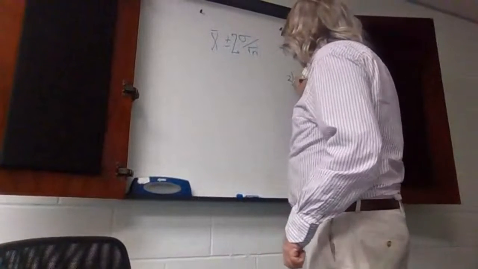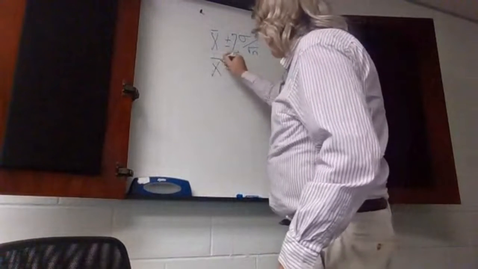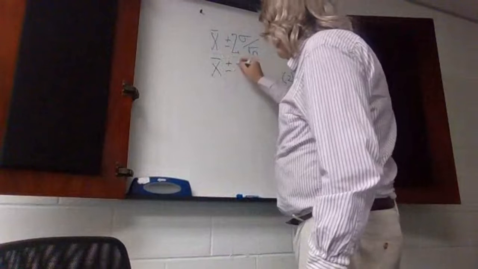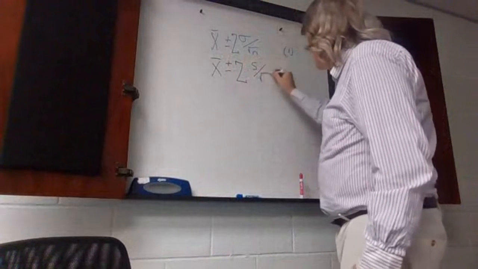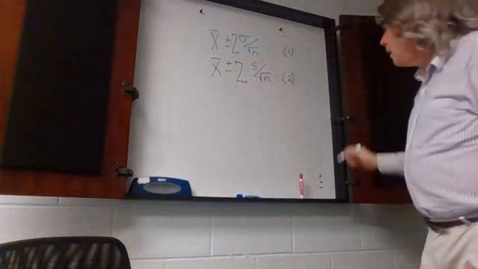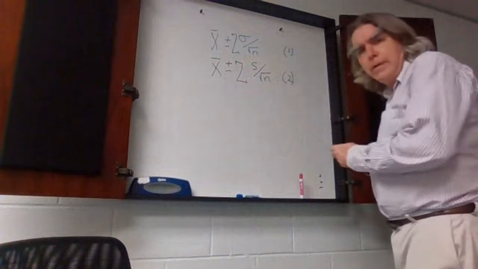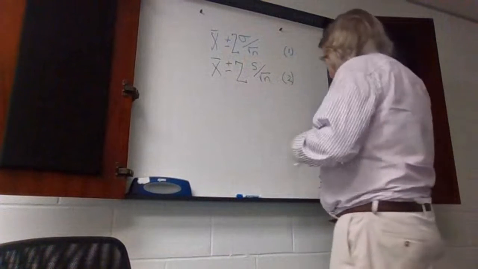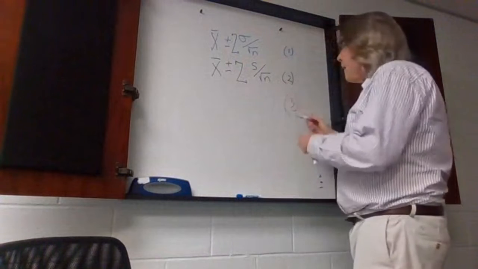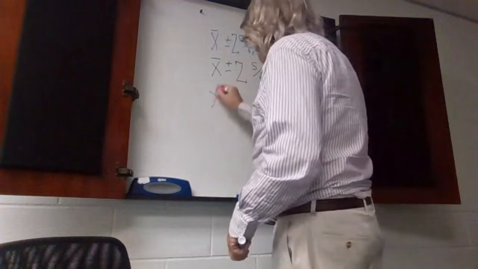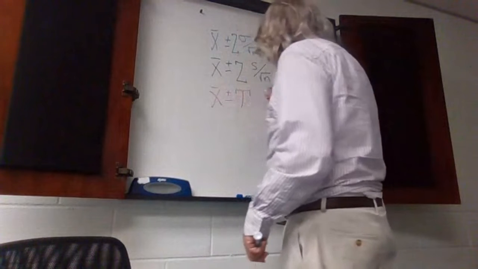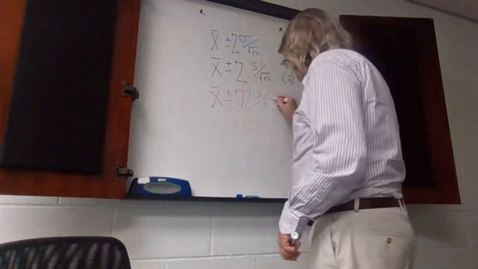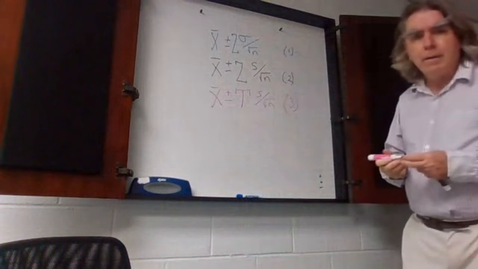The second formula is x bar plus or minus z s over square root of n. And the third formula is x bar plus or minus t s over square root of n.